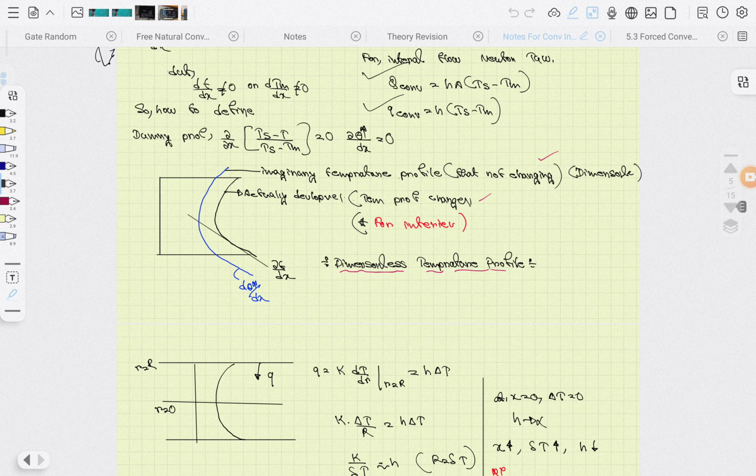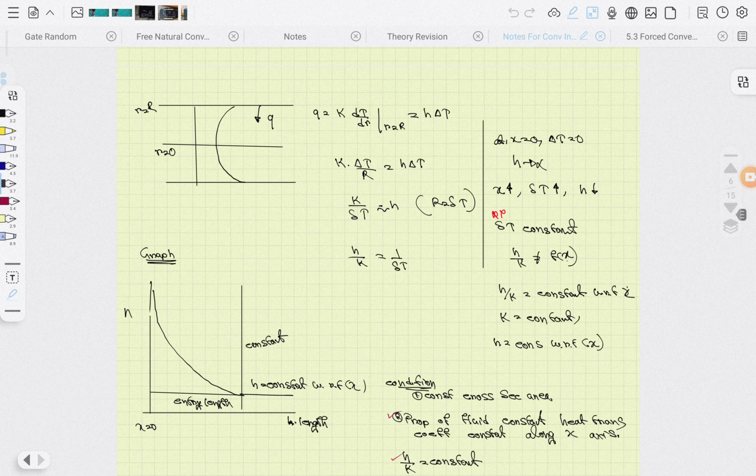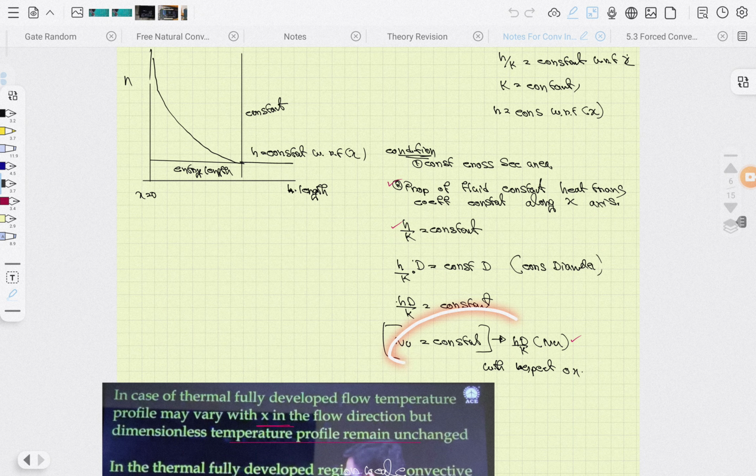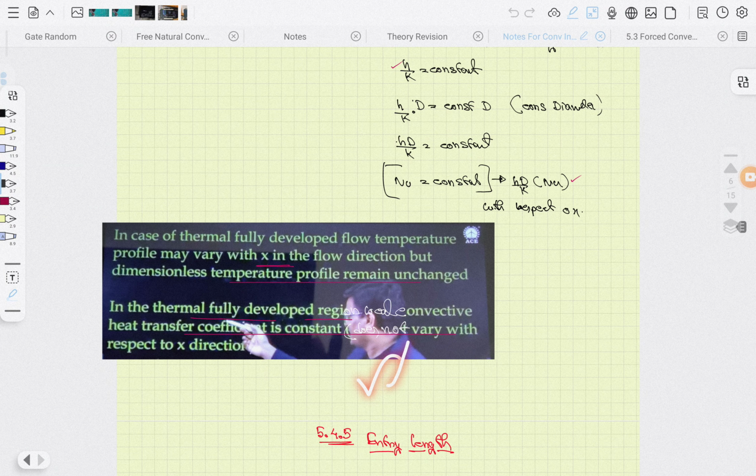So for interview, these are dimensionless profiles. So it is the profile, how it is changing, how it is going down. So these values that you can see, h by k is constant always. What is written here, you just pause and see.